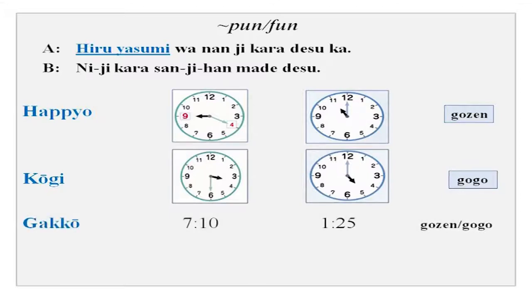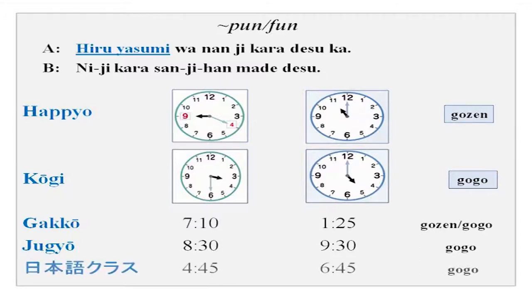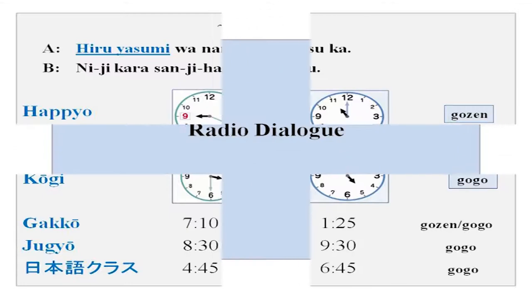Then you have gakko, and you can practice with your partner the time over here. Jugyo, which is class. Again, you can practice, whether you use gogo or gozen, any way you want to say. And then nihongo class wa nanji kara desu ka? And again, time is given. You can ask your partner and practice. Well, now there's a small audio for you. Just listen to the audio and see how much you can actually understand from there. Any new word, we will try to do right away in class.